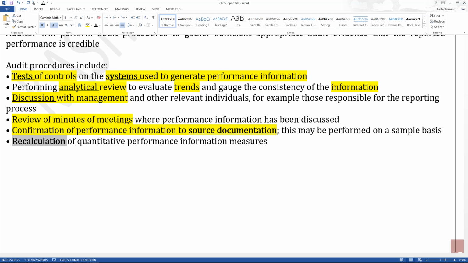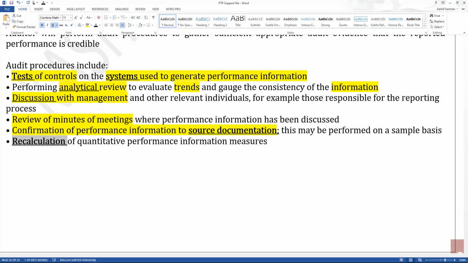If you find a performance information in the exam paper of which there is a source document, verify the source document. If you think there is a performance information for which there will be minutes of the meeting, then review the minutes. If you think there is a performance information on which I need to discuss with management something, then discuss with management. If you think there is a performance information of which I need to see the previous trends, then do the analytical procedure. If you think there is a performance information on which I need to assure the systems in place, then do the test of controls. So how many procedures are there?